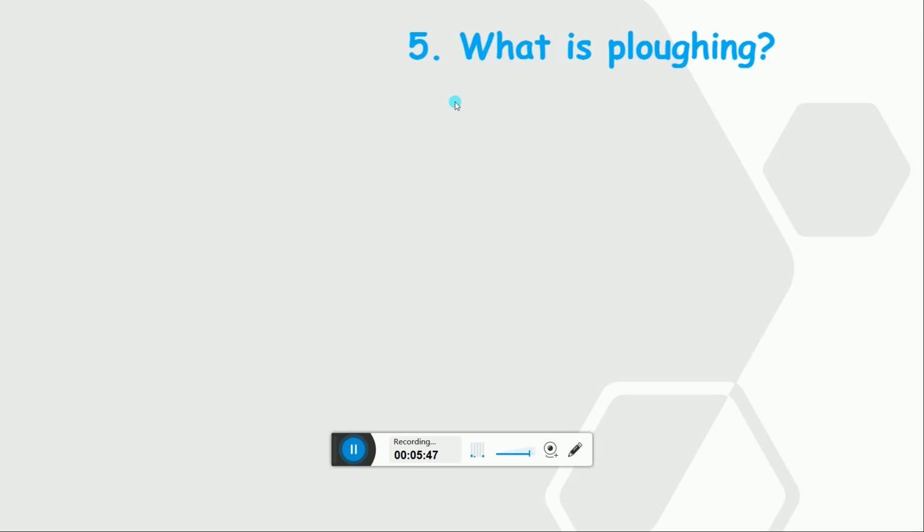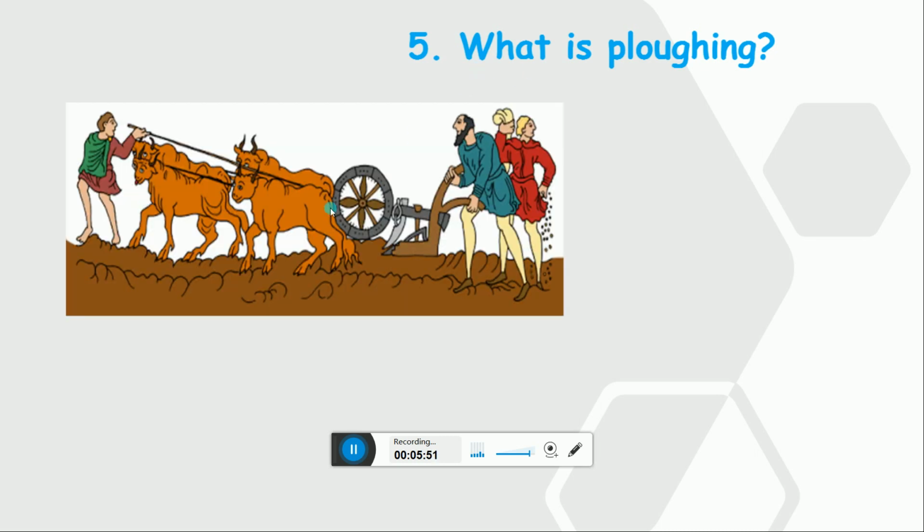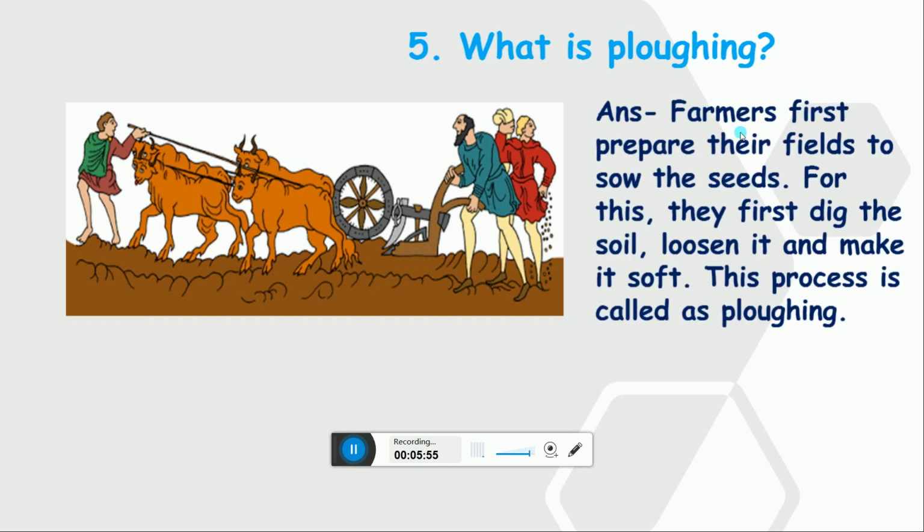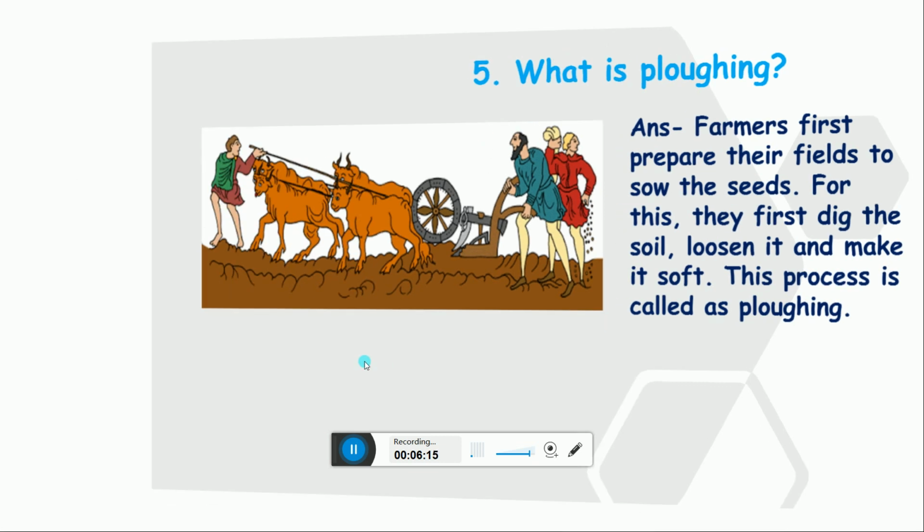And the last question from section D is what is ploughing? As you see over here, the picture of ploughing. So the answer is farmers first prepare their fields to sow the seeds, and for this they first dig the soil, loosen it and make it soft, and this process is called ploughing. Let's come to section E.